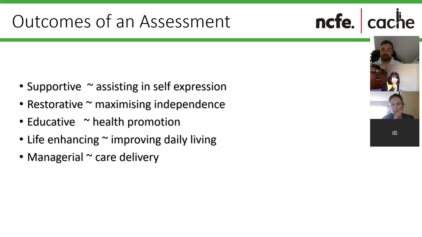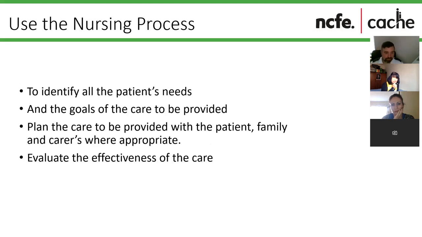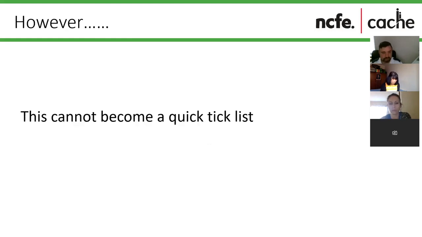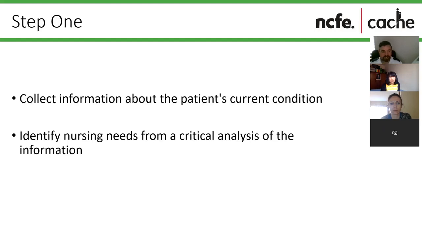So when we look at the outcome, this is what we're looking for. The nursing process identifies the patient's needs. It looks at the goals and the care that needs to be provided, plans the care around the patient and families, and obviously needs to be evaluated for its effectiveness. So again, that's that review process when we go in. Okay. And again, you can see that it's not a quick checklist.